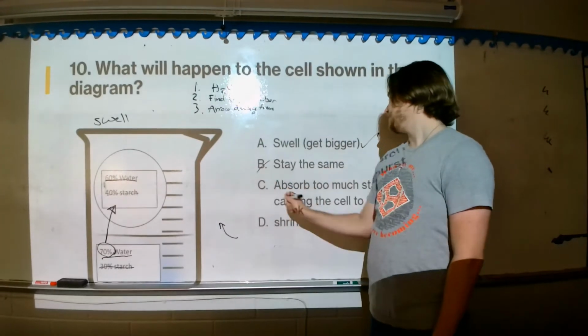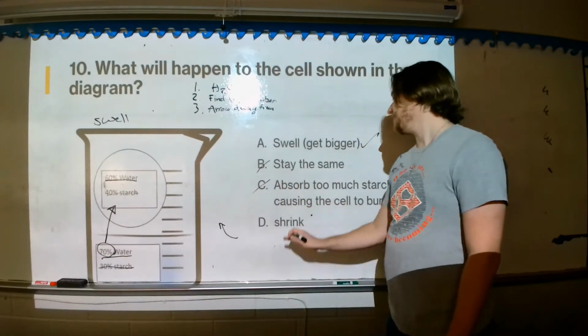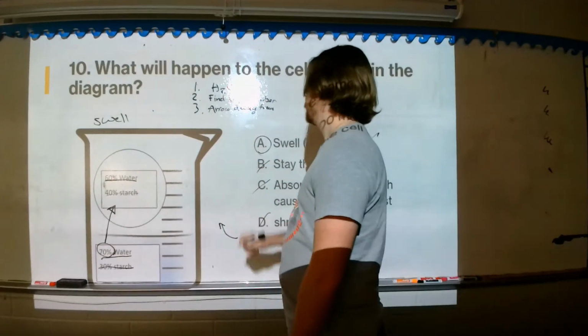B says stay the same. Absorb too much starch, that can't happen. And shrink is wrong. Swell.